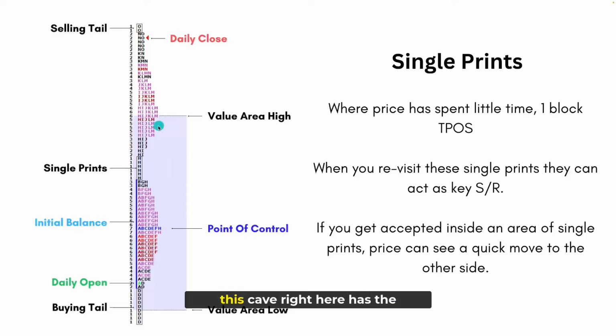As you can see here, this cave has the single prints, and at some point the market likes to return to fill this back in. It could be the next day, it could be the next week. At some point you will see the market return to this area at the top of the single print. Sometimes you will get nice bounces off of it, and we will see this on the next slide as well. Once you get acceptance inside these single prints, the odds are good that you are looking for a destination trade towards the other end of the single print.